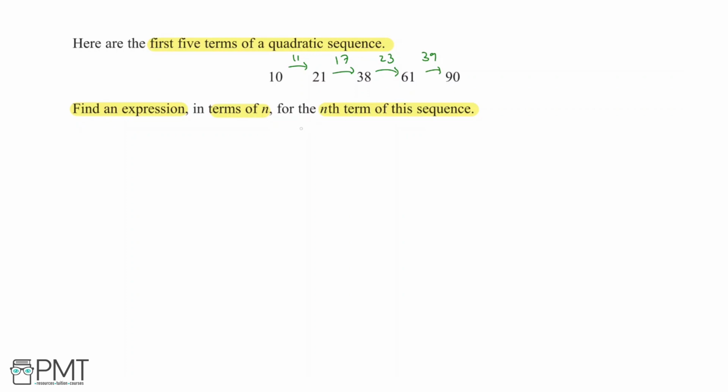So 11 to 17 is 6. 17 to 23 is 6. Sorry, this one is 29, not 39. And then 23 to 29 is also 6.